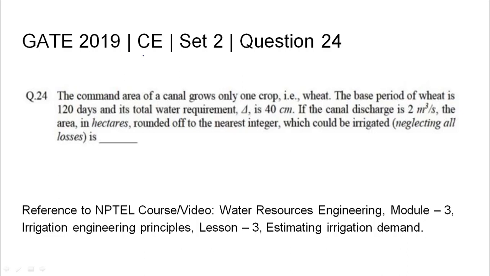GATE 2019 Civil Engineering Set 2 Question 24. The command area of a canal grows only one crop, that is wheat. The base period of wheat is 120 days and its total water requirement delta is 40 centimeters. If the canal discharges 2 meter cube per second, the area in hectares, rounded off to the nearest integer, which could be irrigated, neglecting all losses, needs to be found.